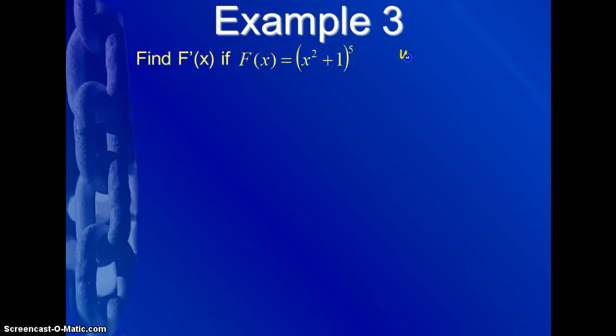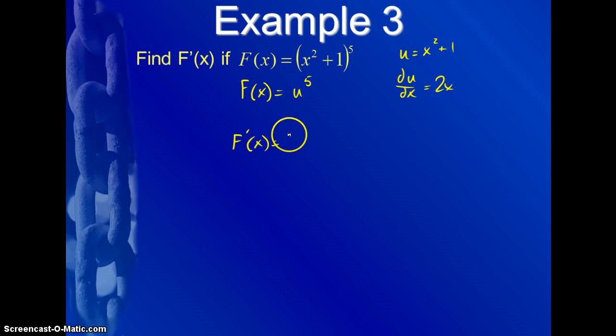With the chain rule, you can say u equals x squared plus 1, and my du/dx is 2x. Then my f of x is going to equal u to the 5th, same thing as y. So my derivative is going to be the derivative of u to the 5th, which is just 5u to the 4th, times the derivative of u, which is 2x. It's pretty good. All we have to do is trade back that u that I made up, and you get an answer.